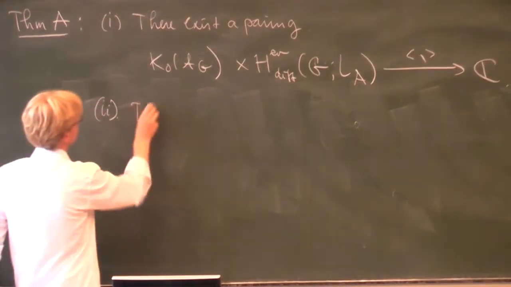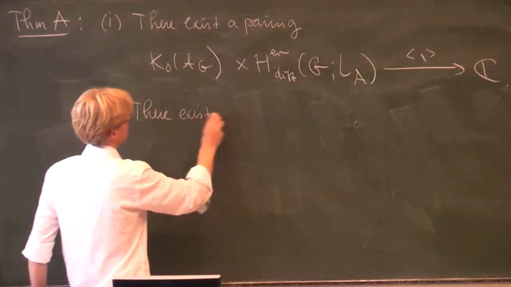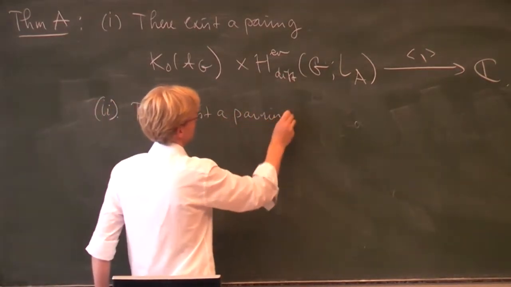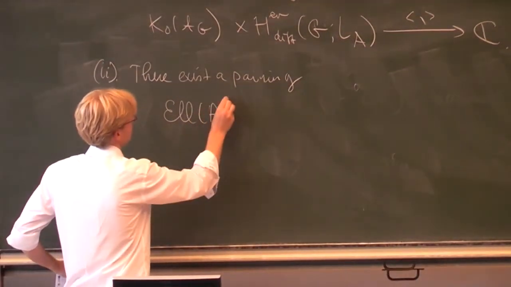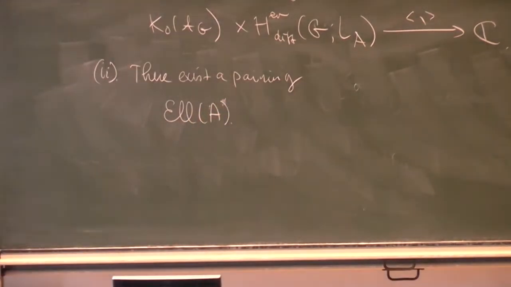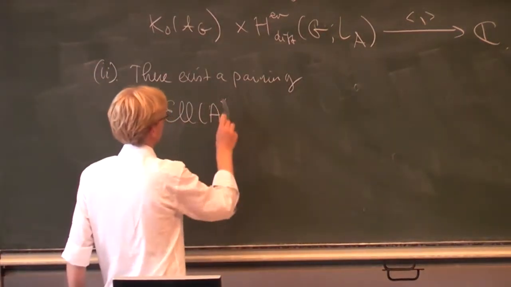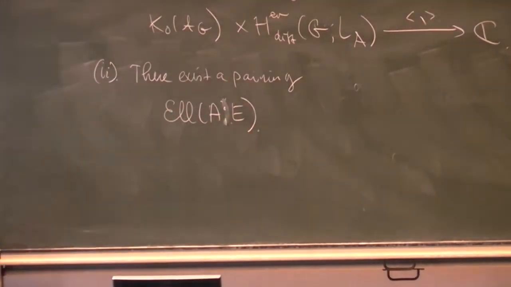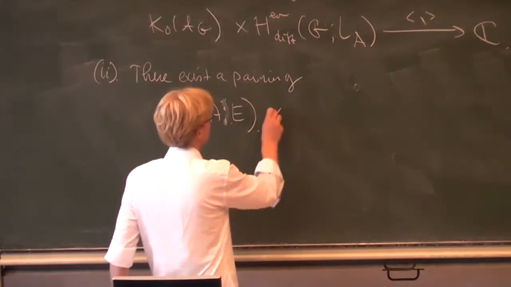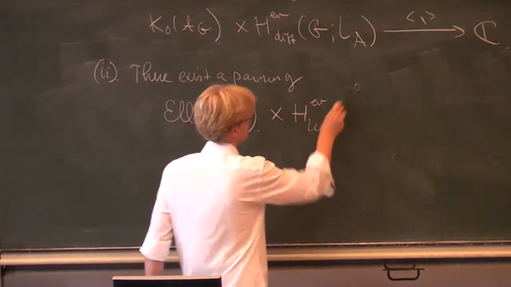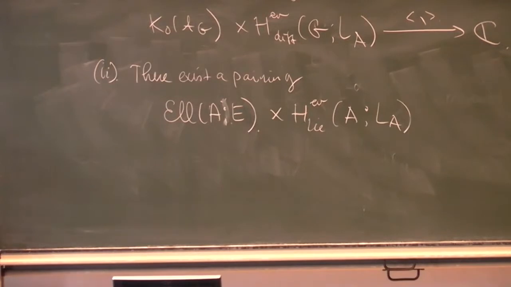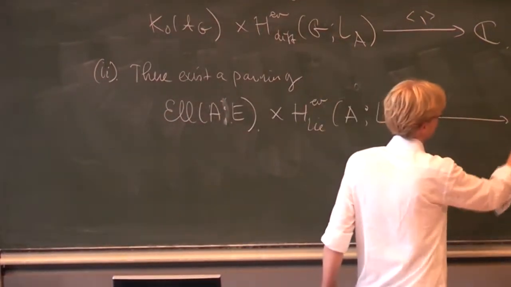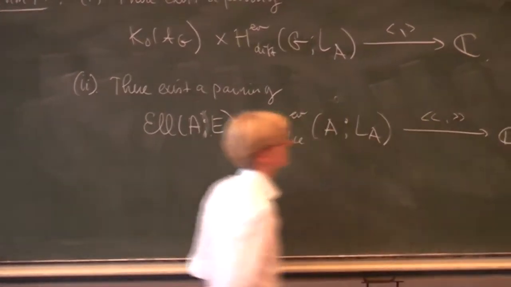Second, there is also a pairing between elliptic elements in A, or even, if you want, I can put in this vector bundle E, so it can act on vector bundles, and it's going to pair with Lie algebroid cohomology. Again, with values in this representation L of A, again taking values in the complex numbers.